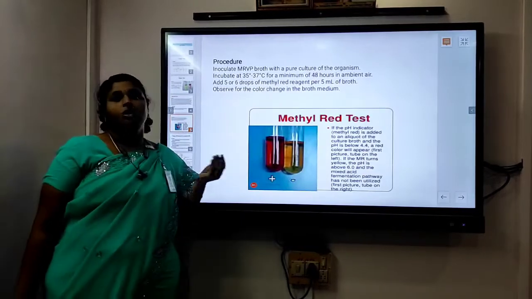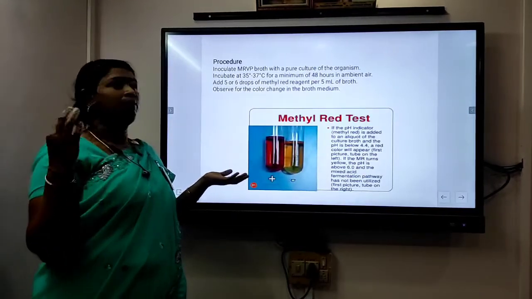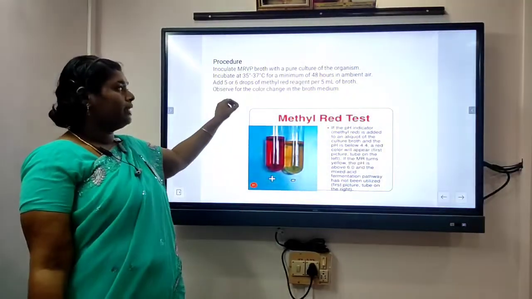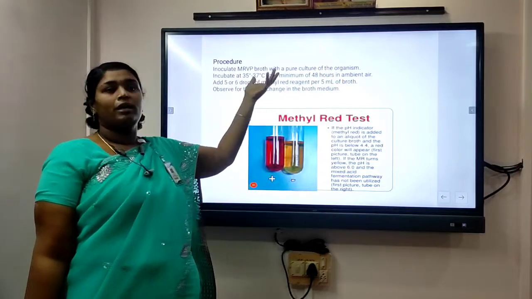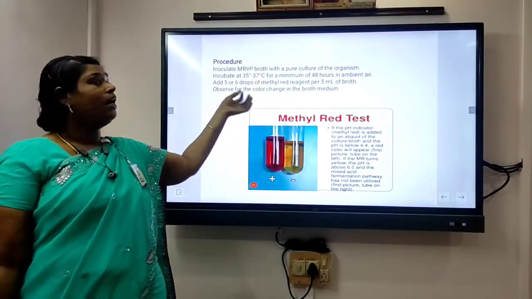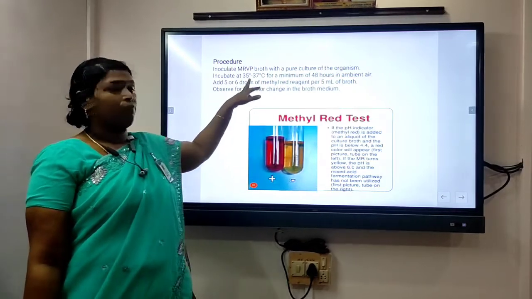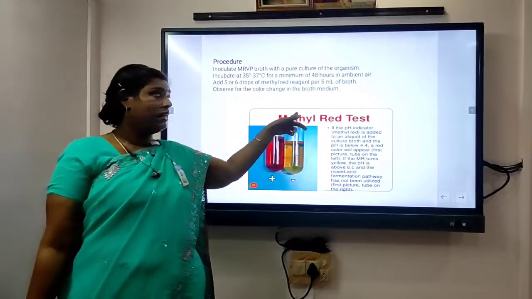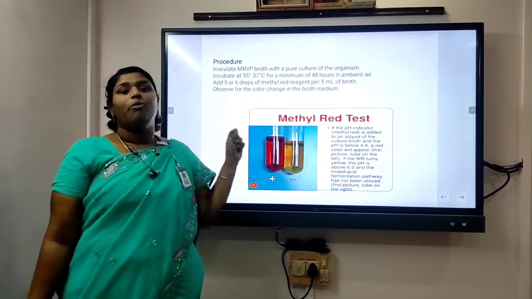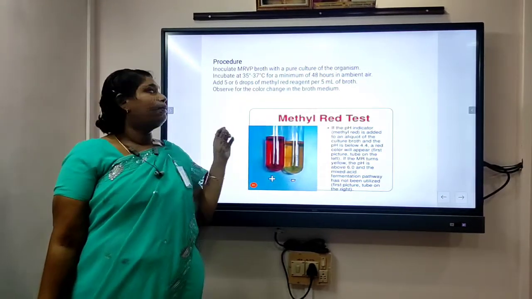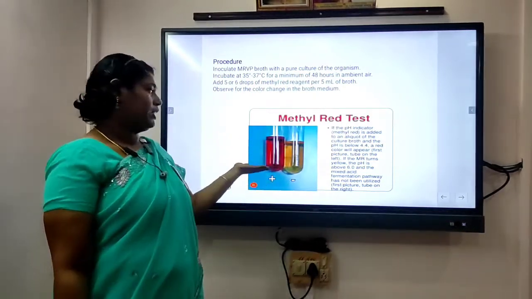The procedure is the same. For the liquid medium, we inoculate with the help of a sterile loop. We inoculate the pure culture or any other test organism into the MRVP broth, and after incubation at 37 degrees for 24 hours, we use the methyl red reagent. We add the methyl red reagent, up to 5 drops, and then we can detect the test reaction.